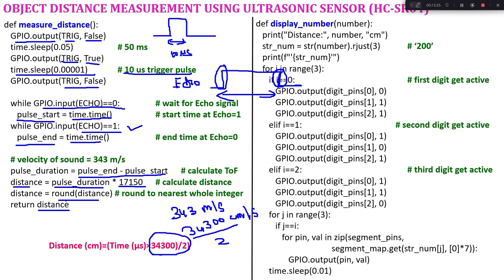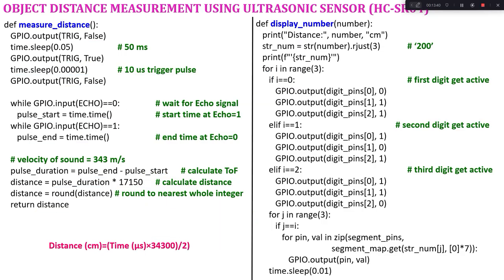Now we want to display this value on a 7-segment display. For that we write a function called display_number. In this we give this distance. We are going to print the distance in centimeters, and we convert this number into a string with right justification of 3, which means if the distance is 200 centimeters, we get something like this with 3 digits.